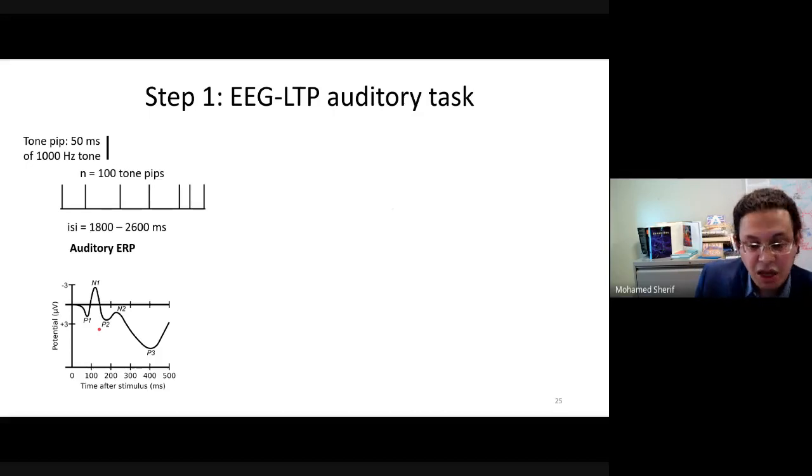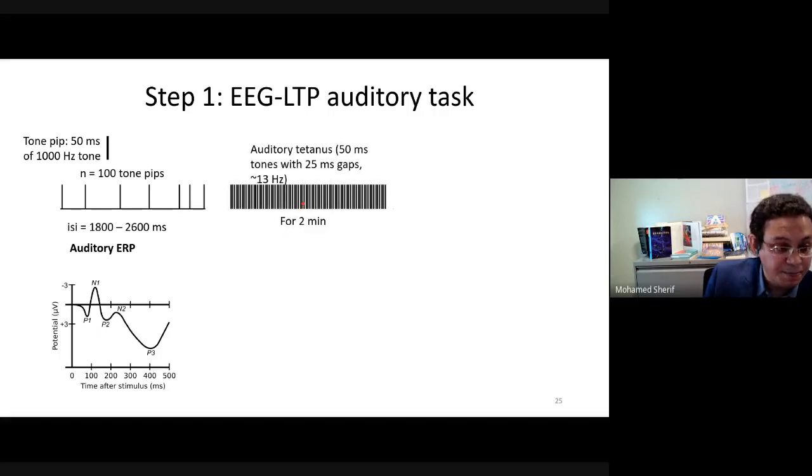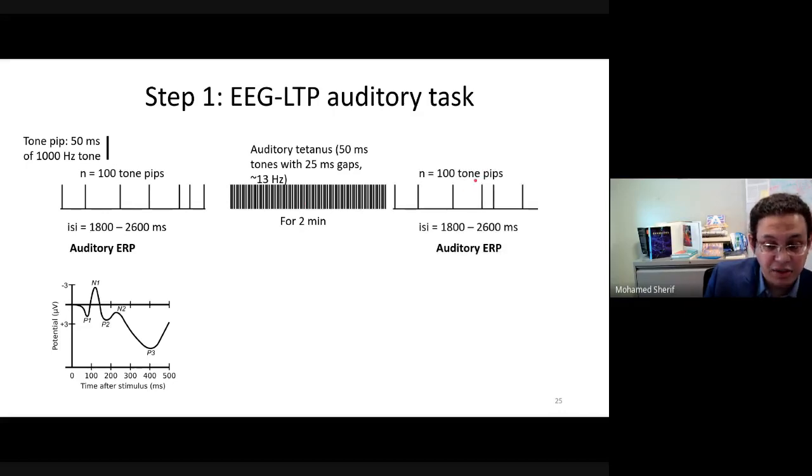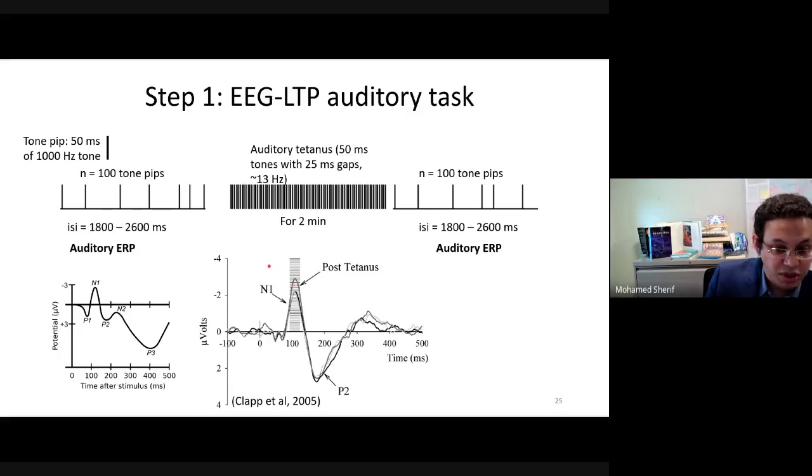And what Clapp and his group showed in 2005 is that if you do auditory tetanus at 13 hertz, and then redo the auditory ERPs, you're going to find an increase in the amplitude of the N100. Again, this is within 2 minutes: you record before the tetanus, then you do 2 minutes of tetanus, and then you record again. This increase in the N100 is what has been considered a signal that reflects long-term potentiation. In many papers after that, in humans as well as in animals, they showed that it has features similar to LTP, for example being blocked by an NMDA blocker, or, if you do less frequent stimulation, similar to LTD, you start losing this effect. So it's long-term depression.